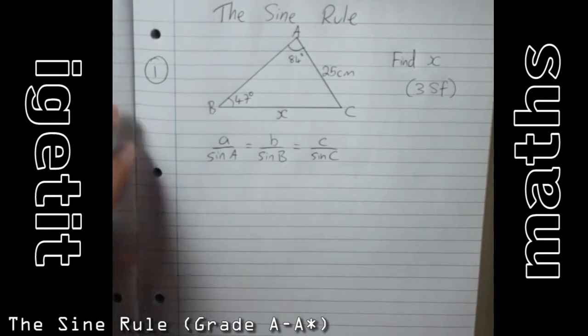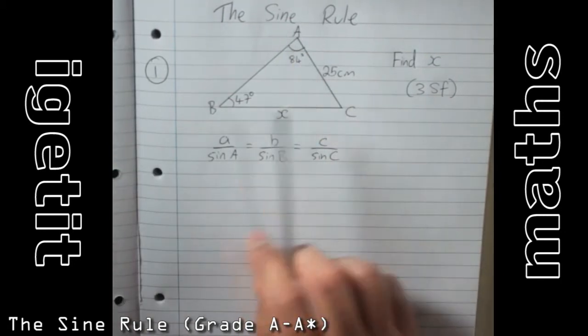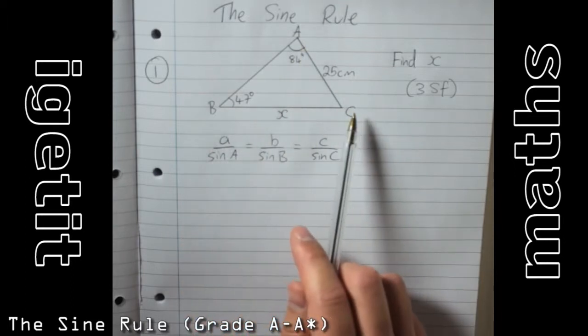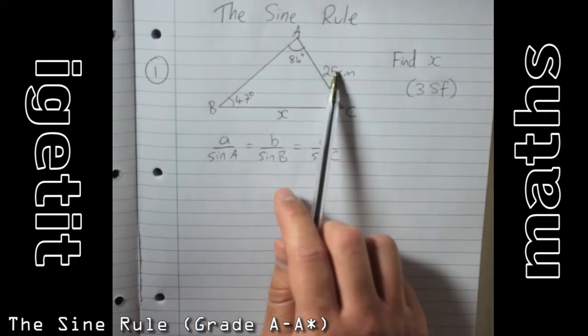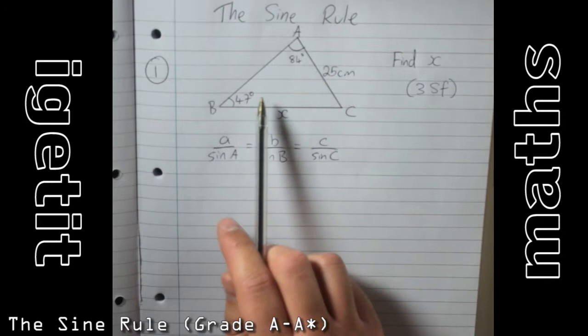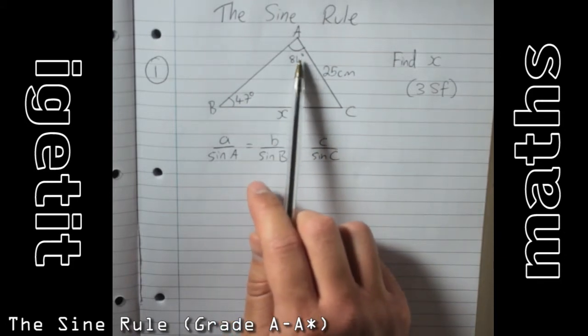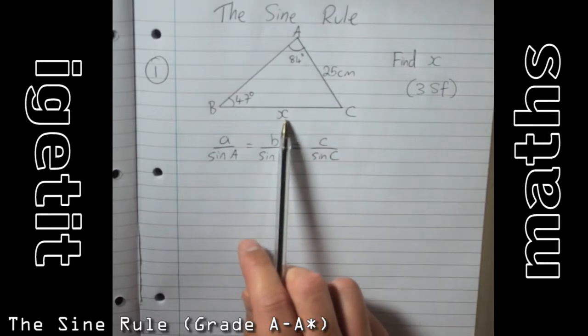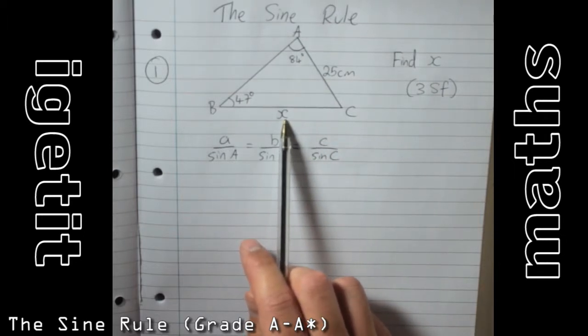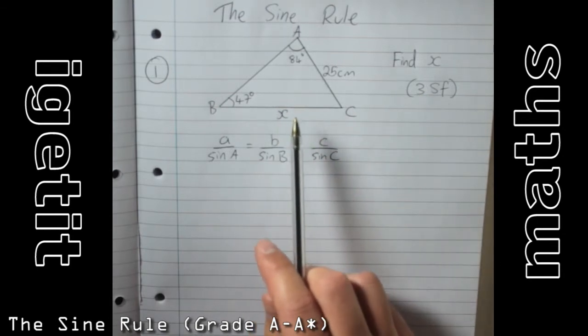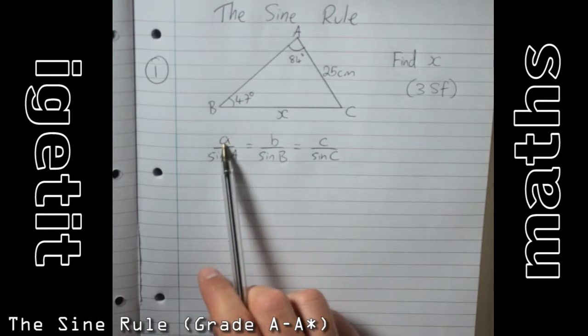So again, we've got a triangle A, B, C. You might not always have them labelled as A, B, C, but this one is. We have a side here, 25 centimetres. We've got an angle, 47 degrees. We've got another angle, 84 degrees. And we've got this side x that we're trying to find out. Now, because we're trying to find a side, and we're going to find it to three significant figures, use the version of the sine rule that has the sides on top.